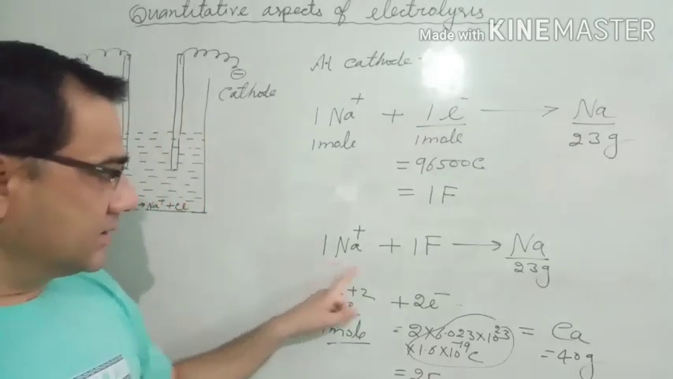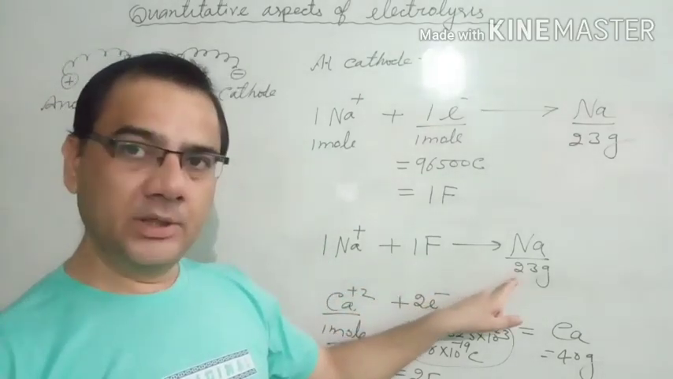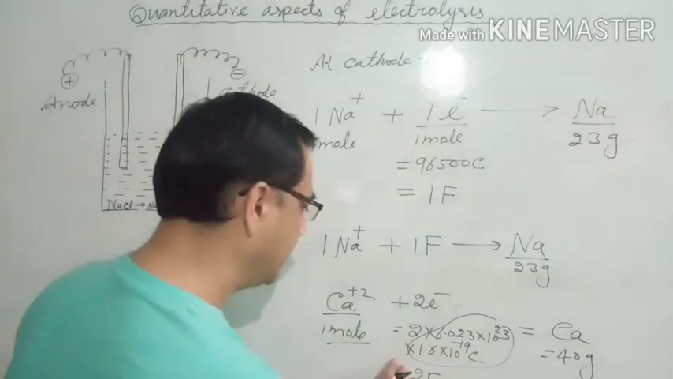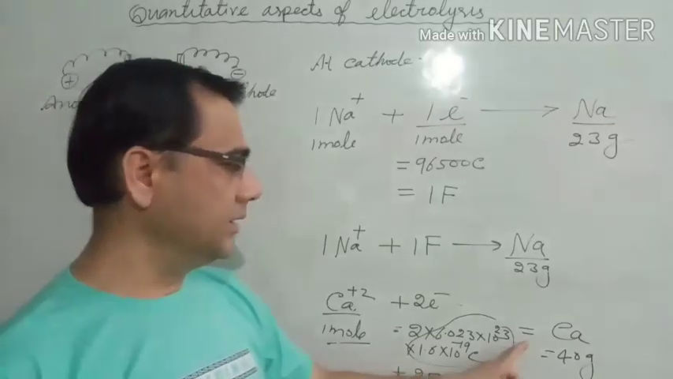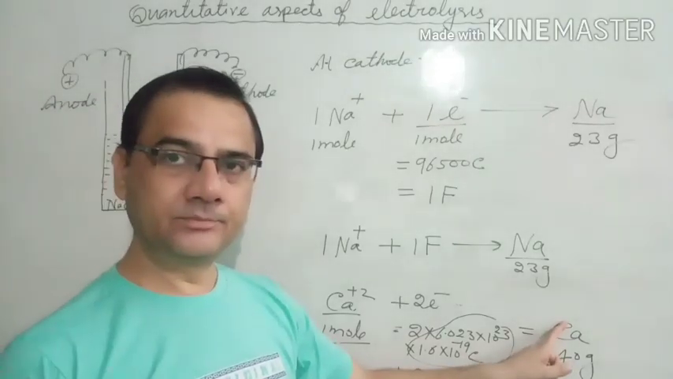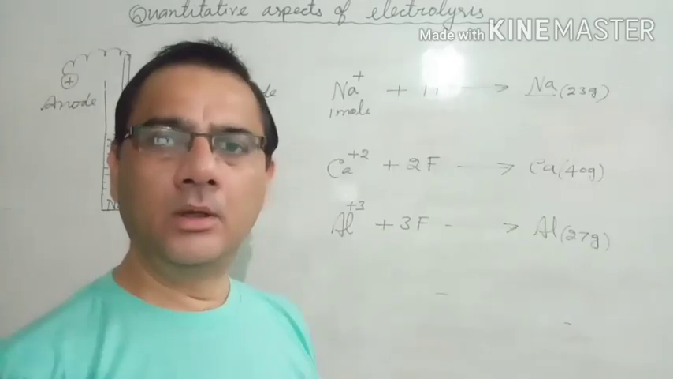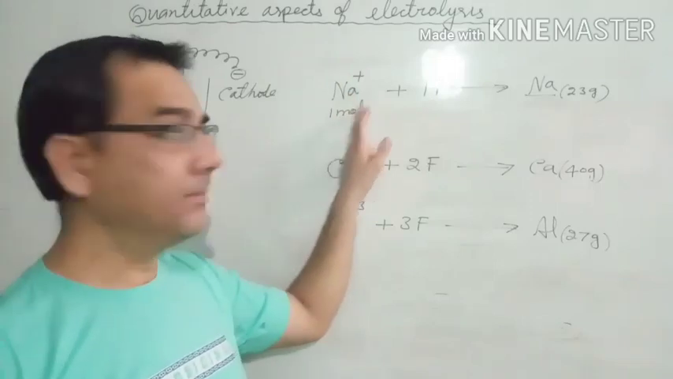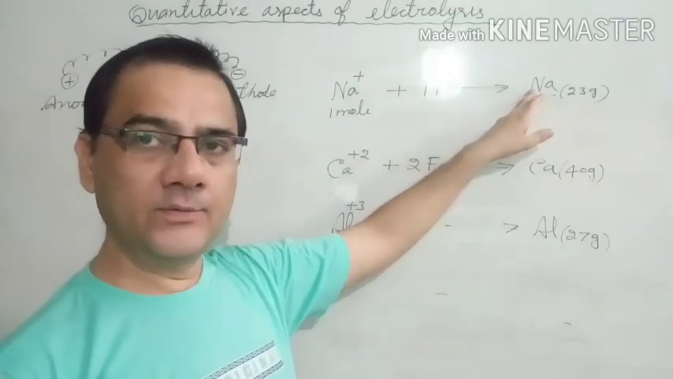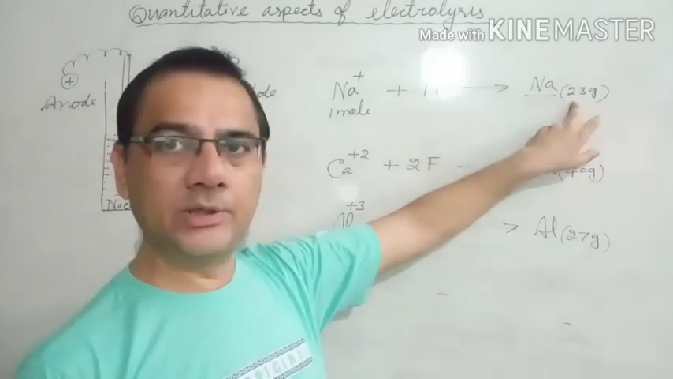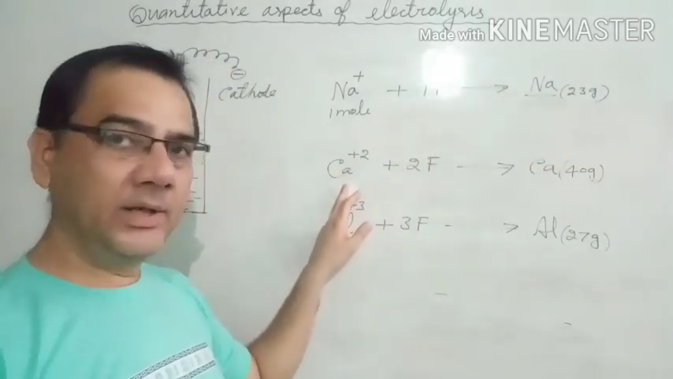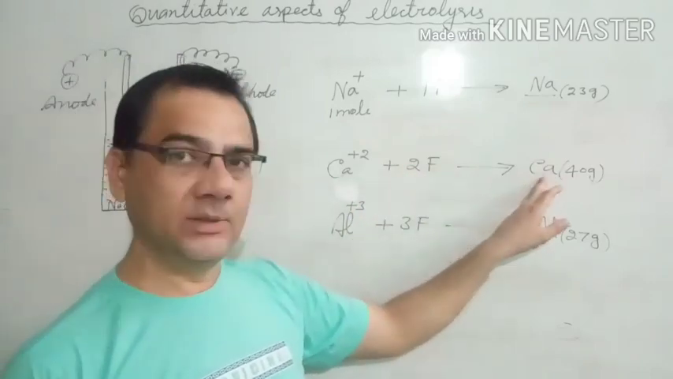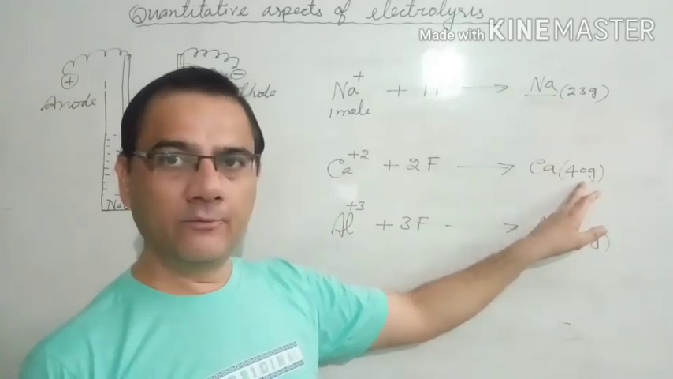So 1 Na plus ion plus 1 Faraday equal to 23 gram of sodium, 1 mole of calcium plus 2 ion plus 2 Faraday, that is equal to 40 gram of calcium. Now in a very simple form, we can write like this: 1 mole of Na plus ion plus 1 Faraday equal to 1 mole of sodium metal, mass equal to 23 gram. 1 mole of calcium plus 2 ion acquires the charge 2 Faraday equal to 1 mole of calcium. The mass of this calcium will be equal to 40 gram.